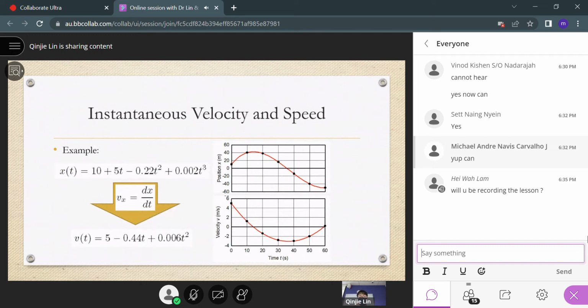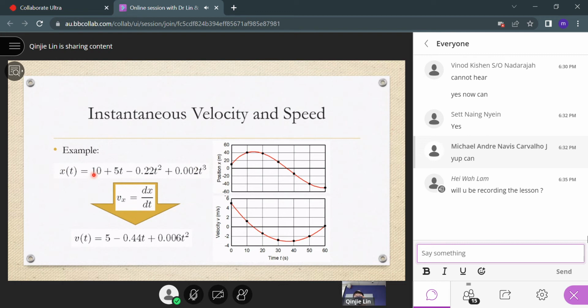Okay, so for example, we have this equation. This one is x equals to blah, blah, blah, blah. So x is the position. This is to describe the position of the particle. So now we have the equation to describe the position, right? Now we want to find the velocity. What do we do? We differentiate this to find the velocity. Okay, so it's dx over dt. You will go and differentiate this equation.